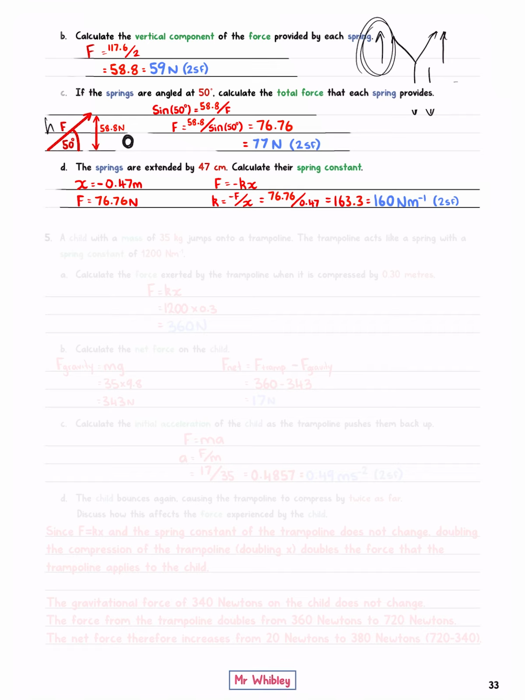Question 5. A child with a mass of 35 kilograms jumps onto a trampoline. The trampoline acts like a spring with a spring constant of 1200 newtons per meter.